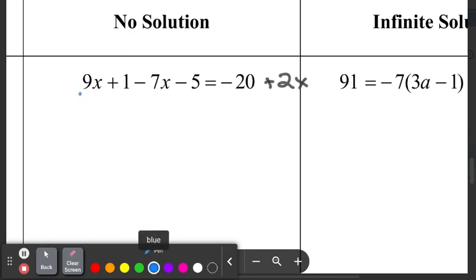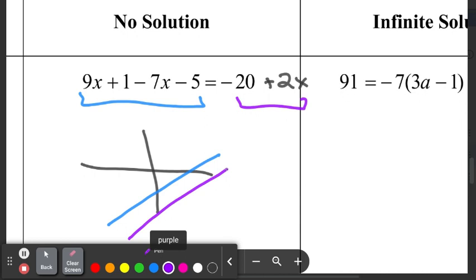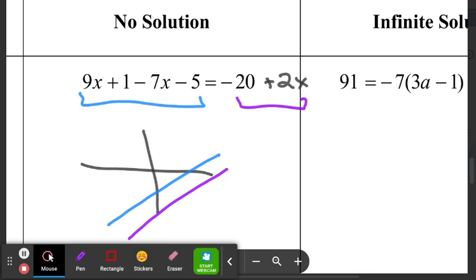So if I were to graph these, if I put this into y1, and then I put this guy into y2, when I graph these, my first problem would look like this. It's a line. And then my second equation would look like this. They never crisscross. So remember where the two graphs crisscross, that's where your solution is. When there's no solution, they never crisscross.